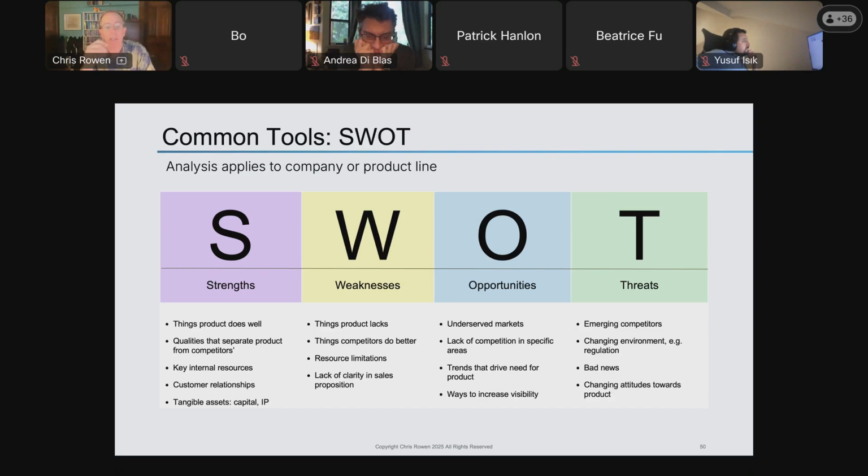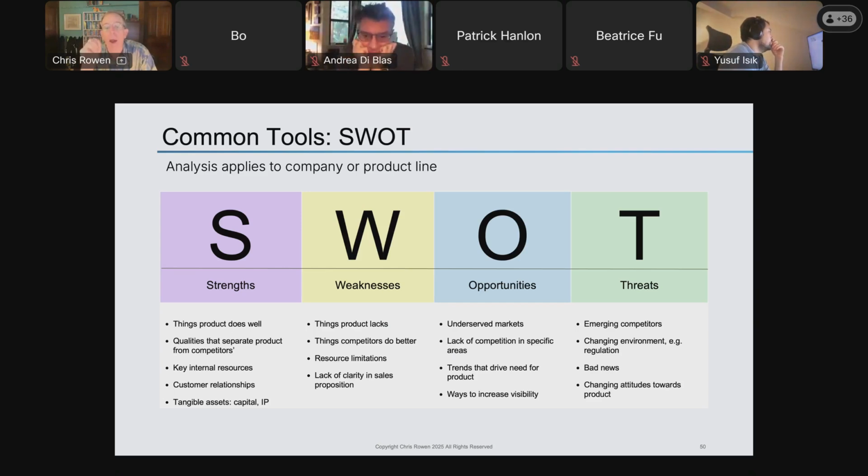What are the weaknesses? Things your product lacks, things your competitors do better, things where you are constrained, maybe in ways that other players are not, or even where is there a lack of clarity in what your value proposition is.